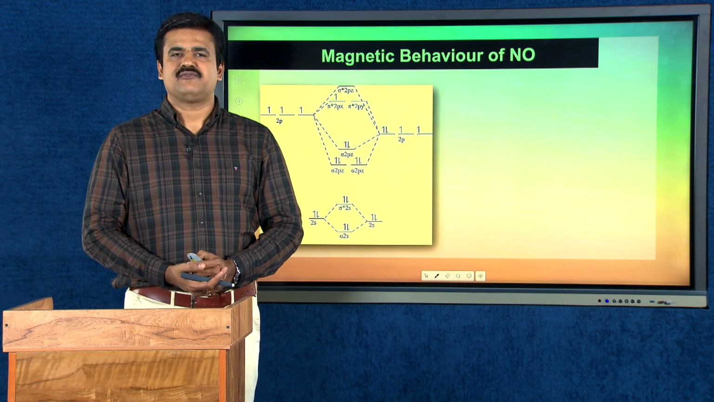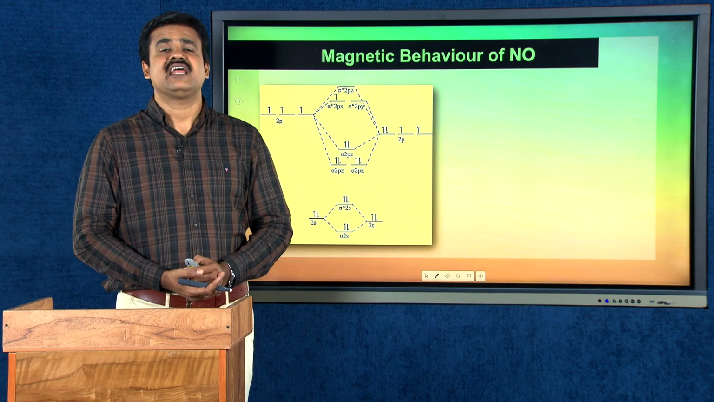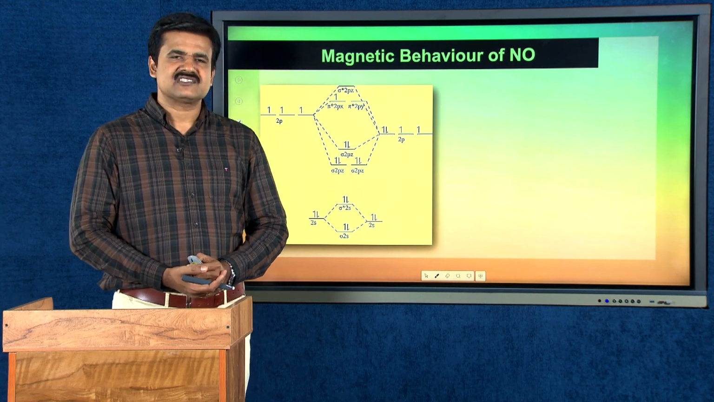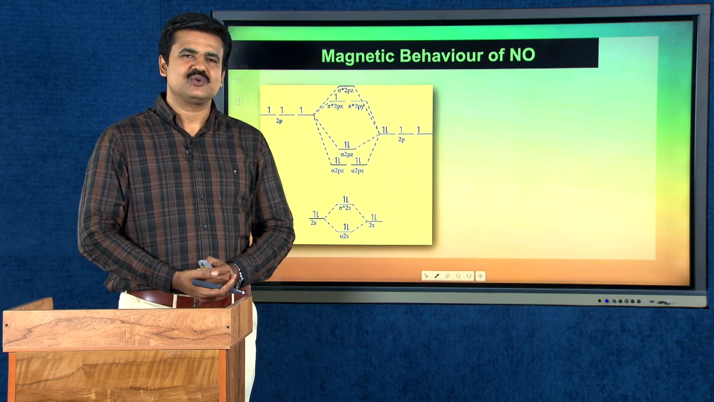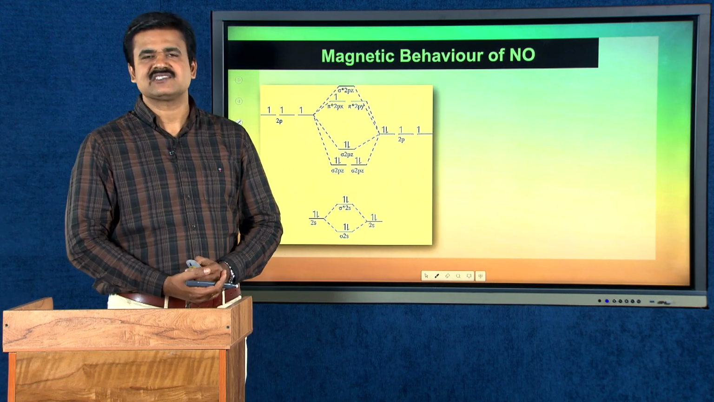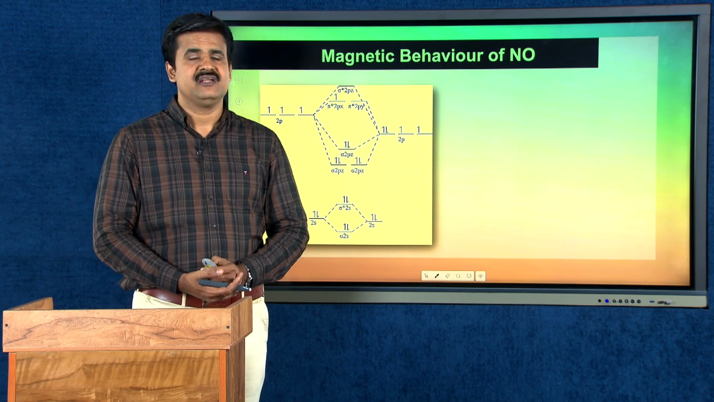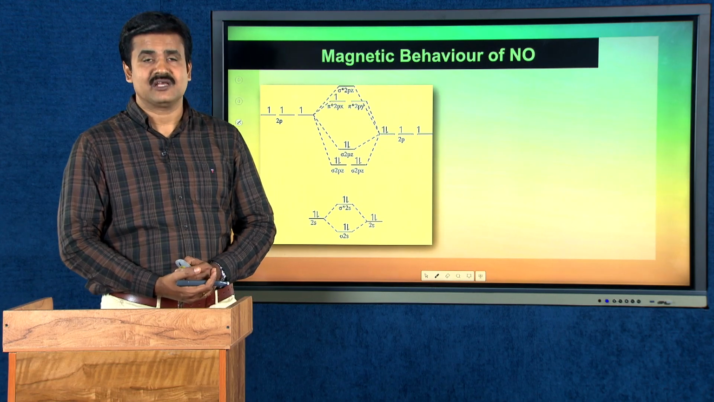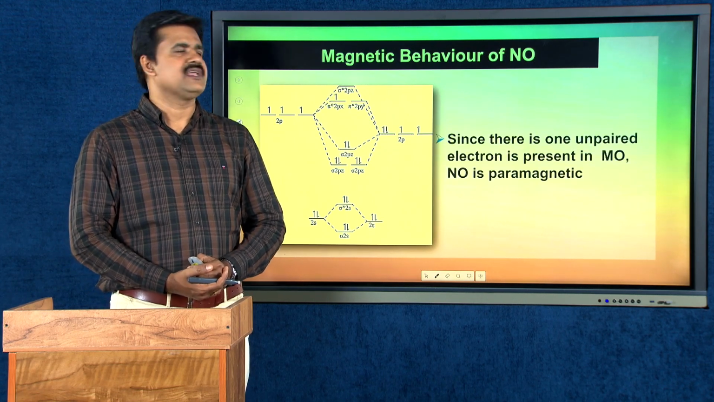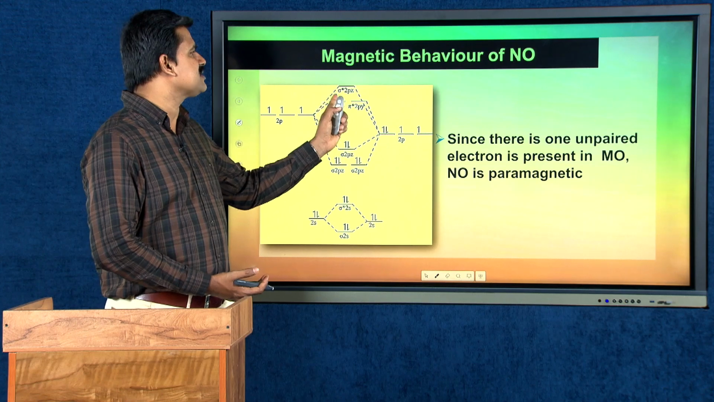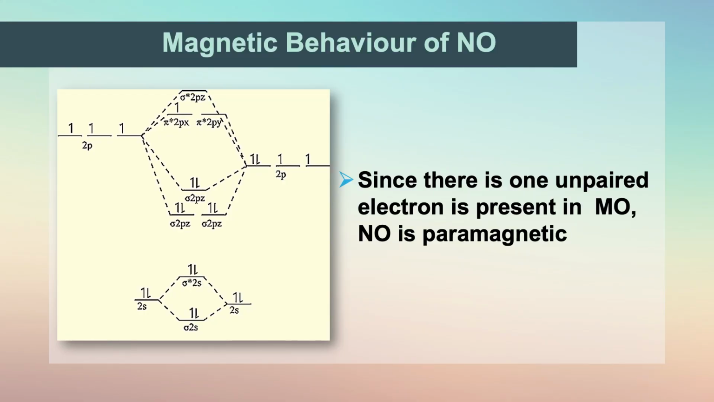Now, we are focusing on the magnetic behavior of nitric oxide. In order to predict the magnetic properties of the nitric oxide molecule, we have to look at the number of unpaired electrons present in the molecular orbitals. So, looking at the MO configuration and MO arrangement, you can see the presence of one unpaired electron in the pi star 2px orbital, and owing to the presence of this one unpaired electron, it is very well clear that the NO molecule, nitric oxide, is a paramagnetic molecule.